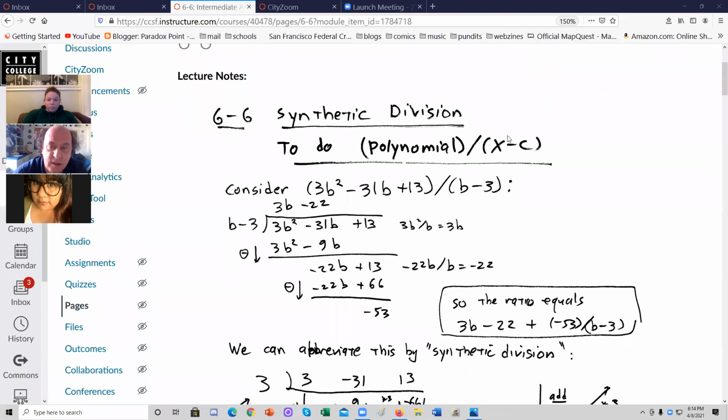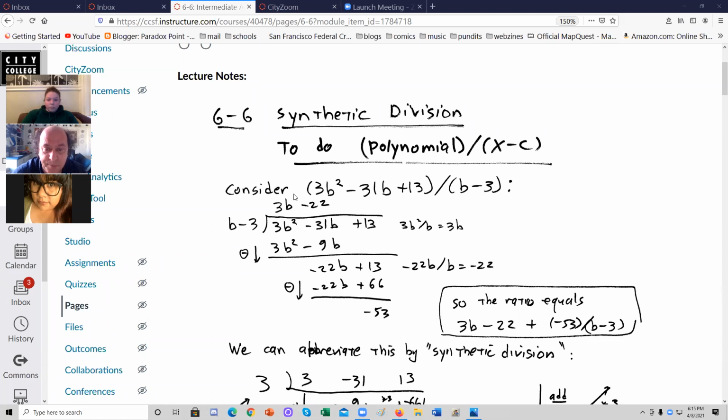Synthetic division. This is for a specific type of division, dividing a polynomial by x minus c. It's a very specific kind of division. It goes through the same steps, but in a lot more compact fashion. It's sort of like solving a linear system by using matrices rather than elimination on the whole system. You just drop a lot of x's and y's and pluses and minus signs and so on.